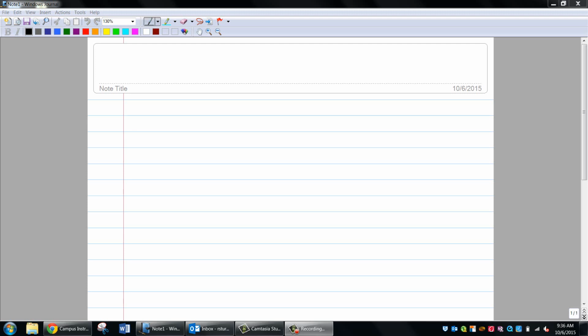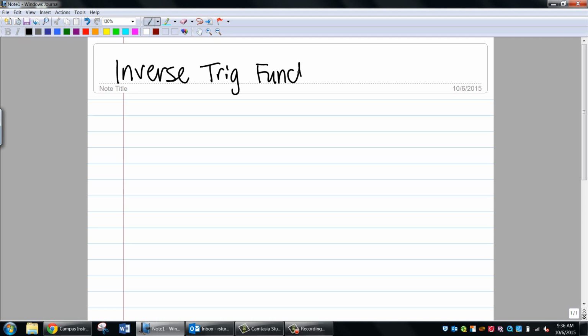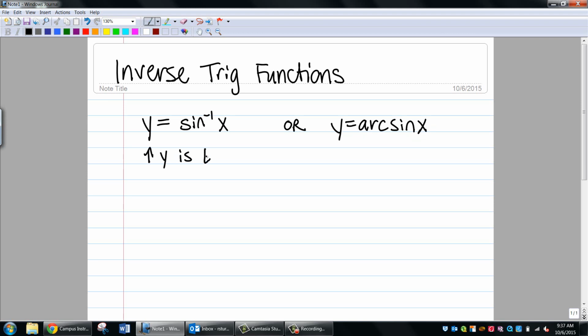All right, so now we're going to work on finding the derivatives of inverse trig functions. So what that would look like is y equals inverse sine of x, or y equals arc sine of x. They both mean the same thing. And what that says is that y is the angle.